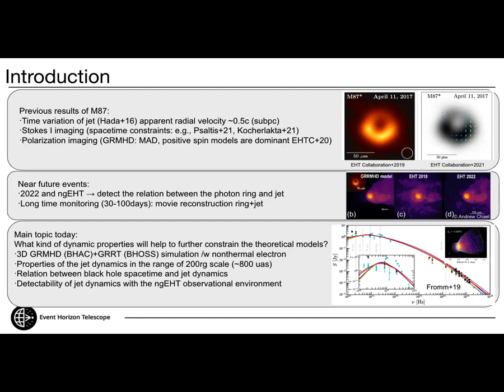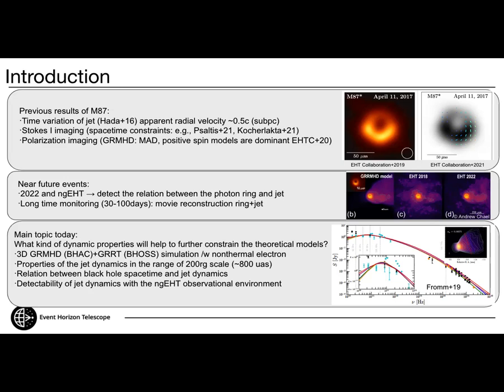models. And in parallel to this great result, based on the Stokes I imaging result, some theoretical work predicts a deviation of the Kerr metric, such as based on the post-Newtonian process, and also considering the charge components. The near future event is based on the 2022 and ngEHT observation, which enables us to obtain great quality image results, not only for the photon ring component, but also the extended jet component.